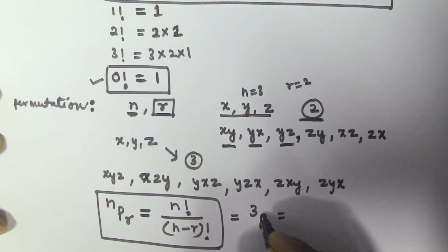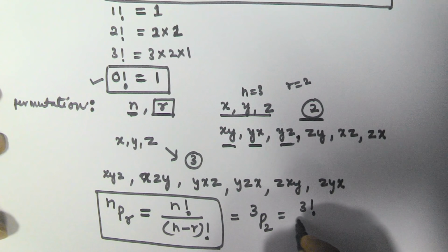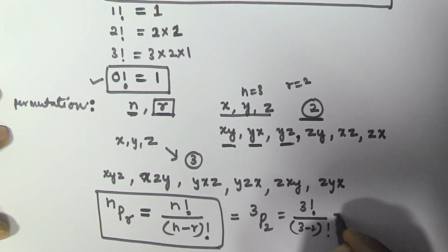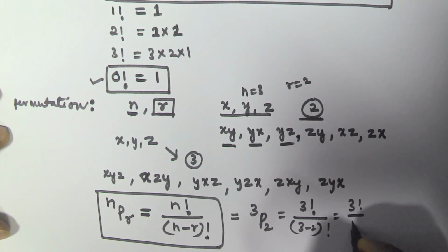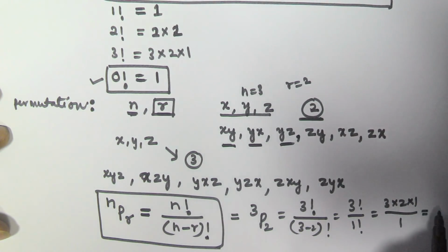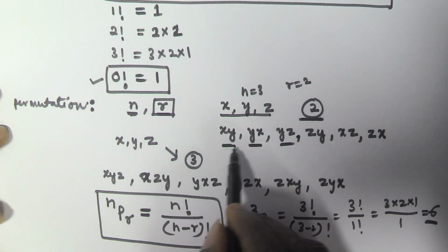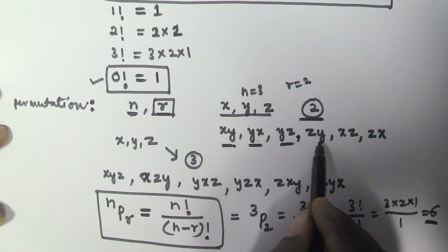That is n factorial, with n equal to 3, so 3 factorial by 3 minus 2 factorial, which is 3 factorial by 1 factorial. 3 factorial is 3 into 2 into 1, divided by 1 factorial, which is 1. So 3 into 2 is 6. We got 6 arrangements, and those 6 arrangements are 1, 2, 3, 4, 5, 6.